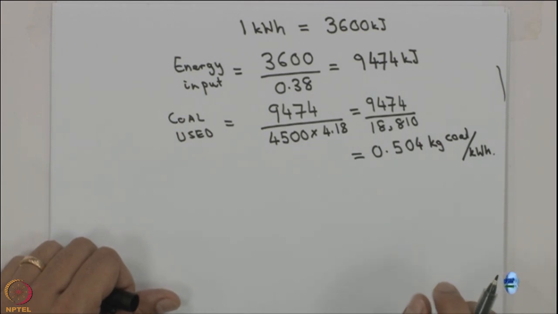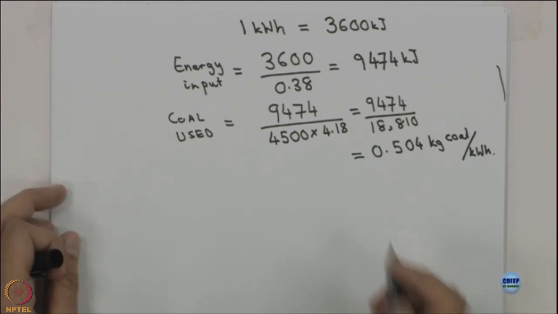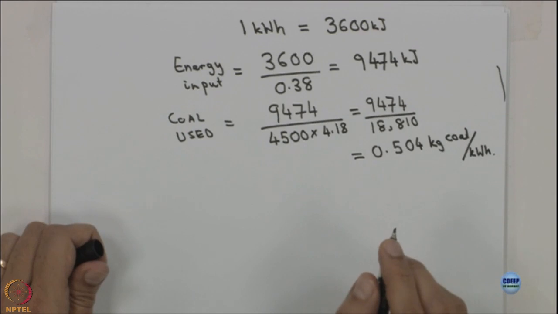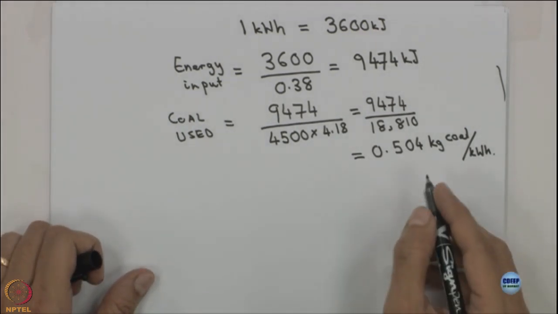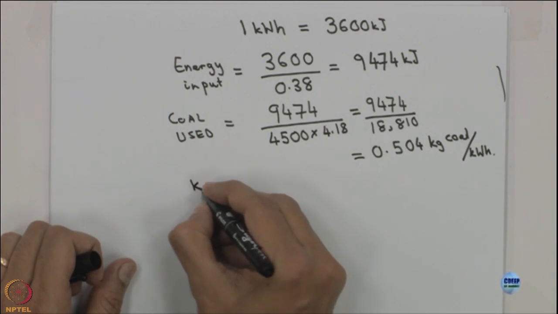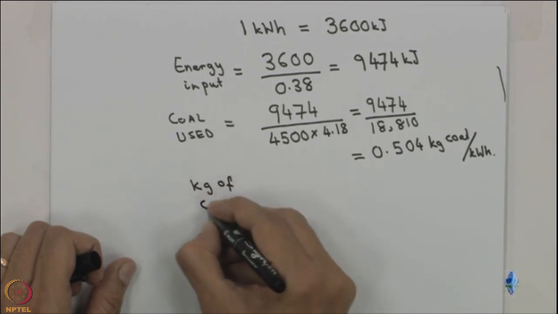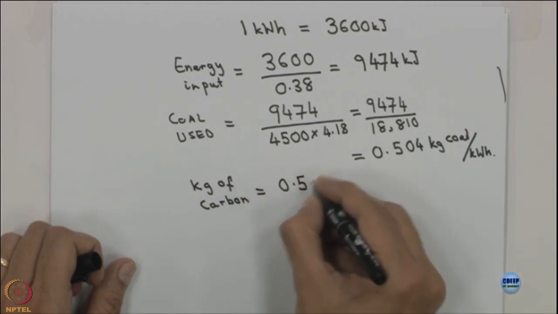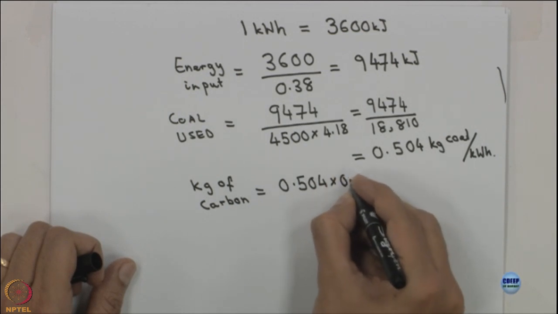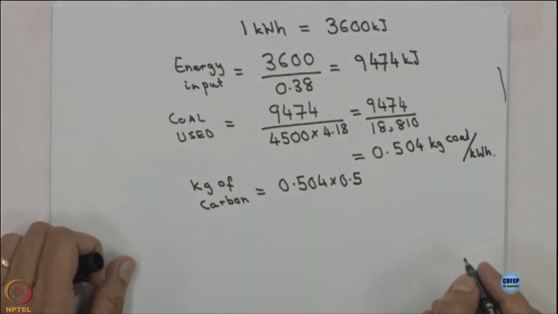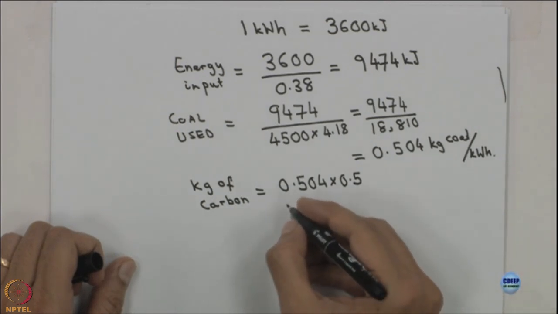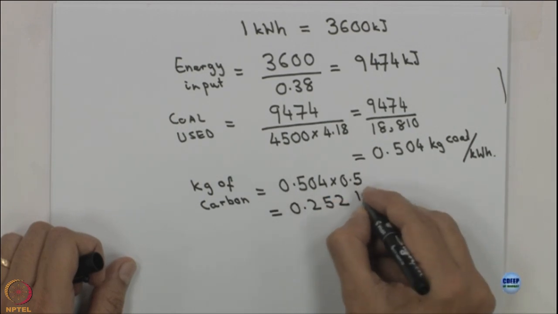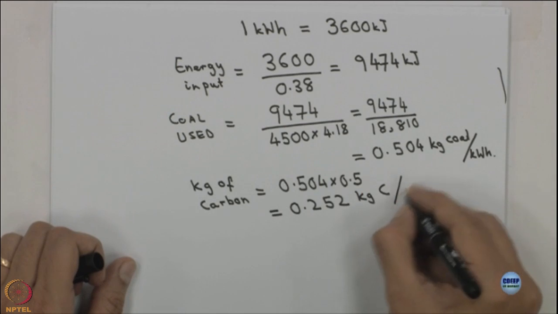Now, let us calculate the amount of CO2. We know the composition of the coal, and it is 50% carbon by weight. So, the kg of carbon per kilowatt hour is 0.504 into 0.5, and this comes to 0.252 kg of carbon per kilowatt hour.